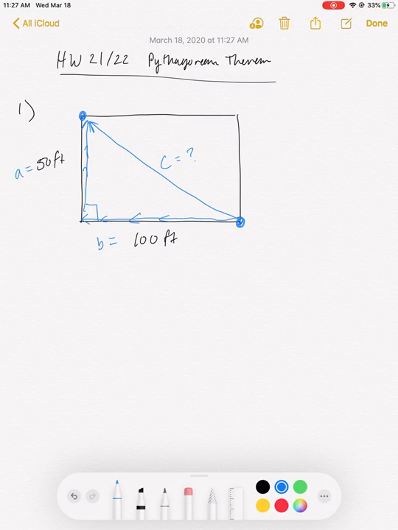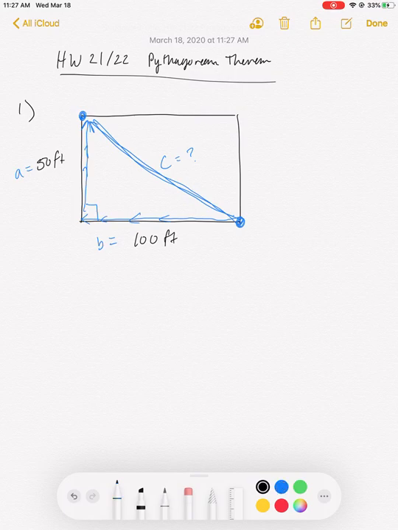Okay, so the plan is to find out this distance here. We find that, and we find out how much they're saving. So remember that we're going to take that distance and subtract it from 150. Okay, so first let's find this distance.